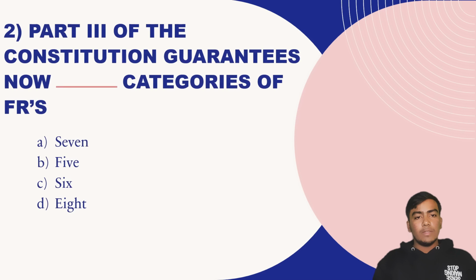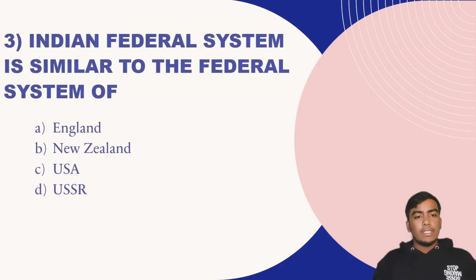So the second question is: part 3 of the Indian Constitution guarantees how many categories of fundamental rights? The options are A. 7, B. 5, C. 6, D. 8. So the correct option is 6. The third question is: Indian federal system is similar to the federal system of. The options are A. England, B. New Zealand, C. USA, D. USSR. The correct option is USA.